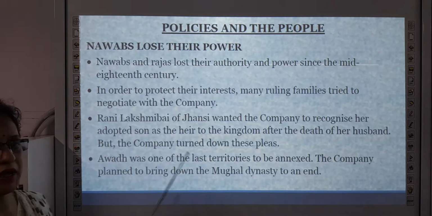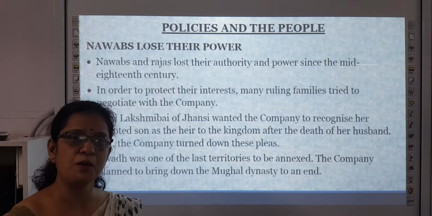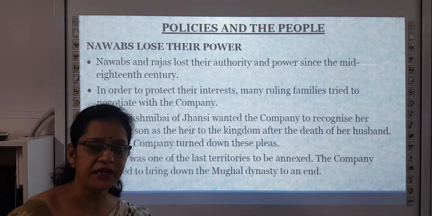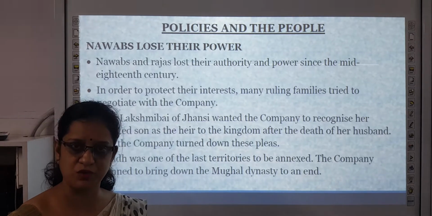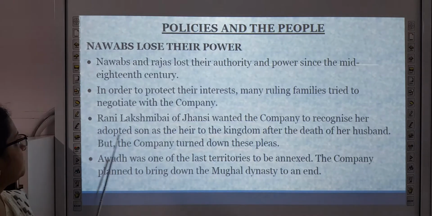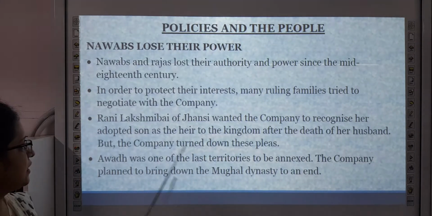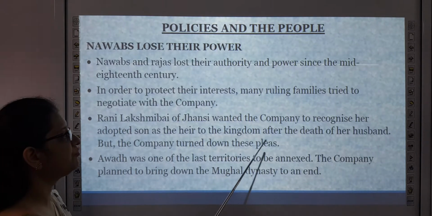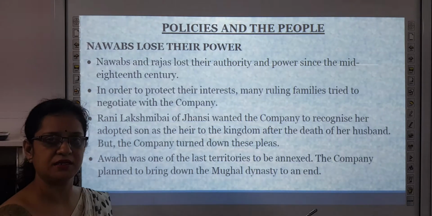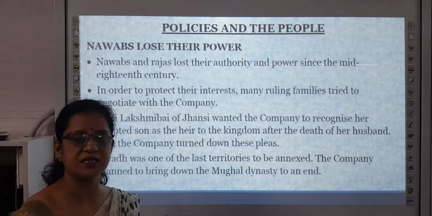First, Rani Lakshmi Bai, and the second is Nana Sahib. He was the adopted son of Bajirao Peshwa II. When he pleaded with the British that he be given the pension of his father after he died, it was refused. And Rani Lakshmi Bai of Jhansi wanted the Company to recognize her adopted son as the heir to the kingdom after the death of her husband, but the Company turned down these pleas. They refused. What was their main motto? To annex as many territories as they could.